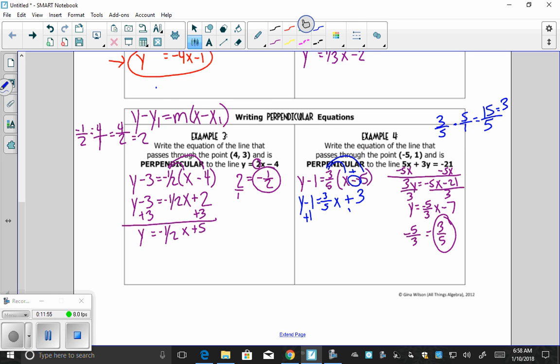Add 1 to the other side, and you get y equals 3/5 x plus 4. This and this are your answers.